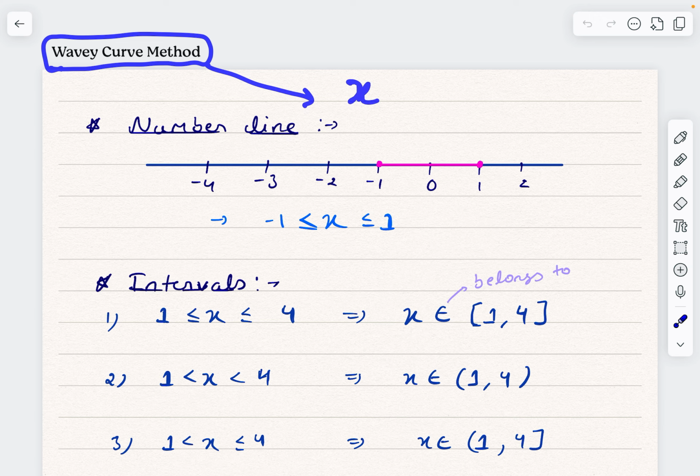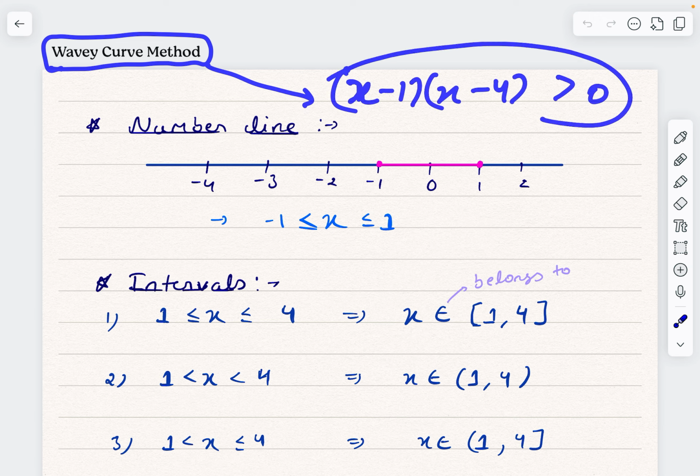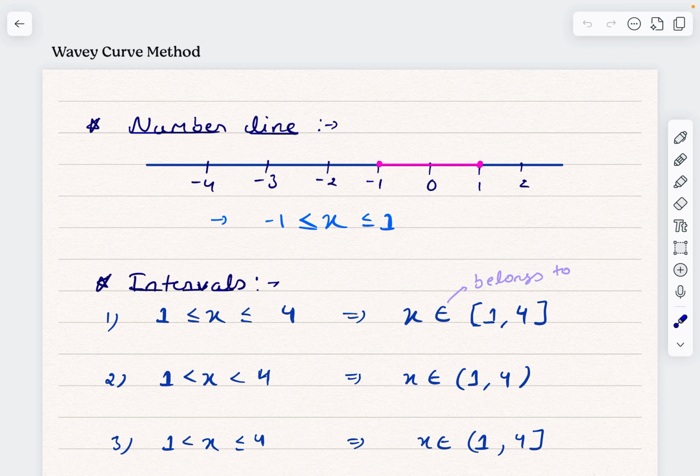Like they will say (x minus 1)(x minus 4) is greater than 0. For what values of x will it be true? So how to solve these kinds of inequalities, we'll discuss in the Wavy curve method. So this is very important. So let us see this thing.